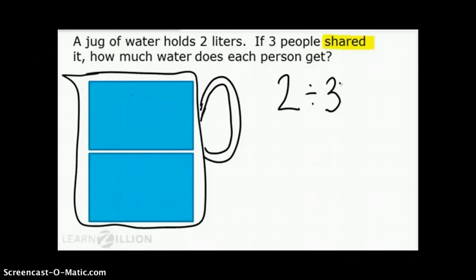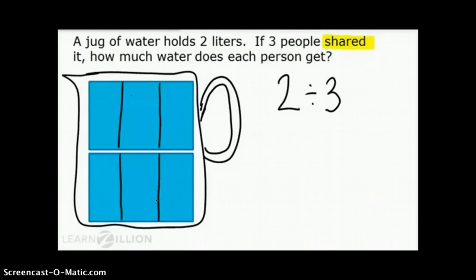I can show this by drawing 2 rectangles to represent the 2 liters of water that I start with. And as you can see, again, it's not clear how I will split this into 3 groups because I have fewer liters of water than the people who want to share it. If I think about splitting each liter into 3 groups so that everybody gets an equal-sized amount of each liter, though, it will help me figure out the answer to my problem.